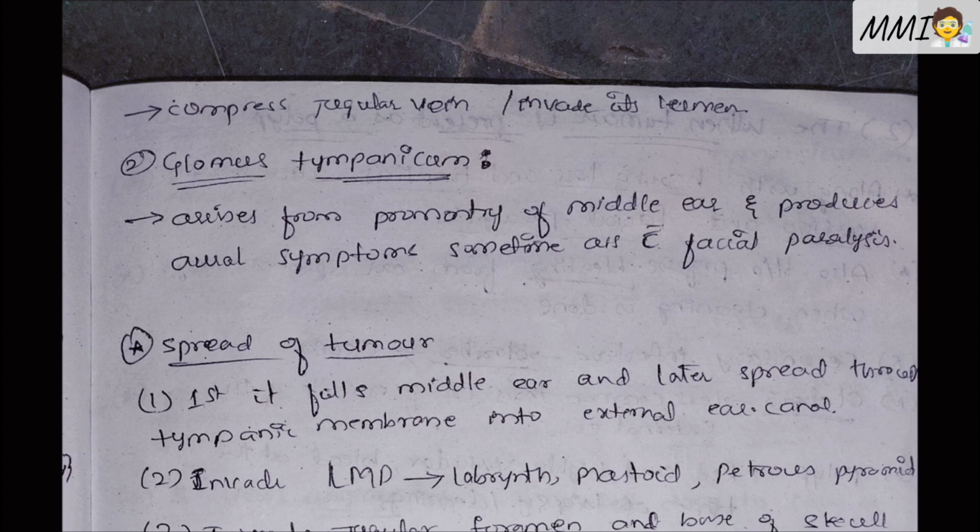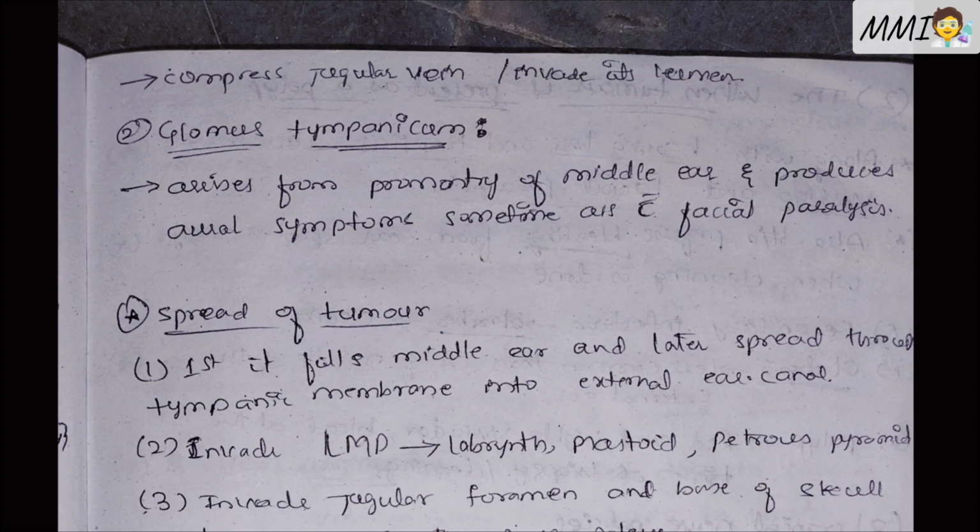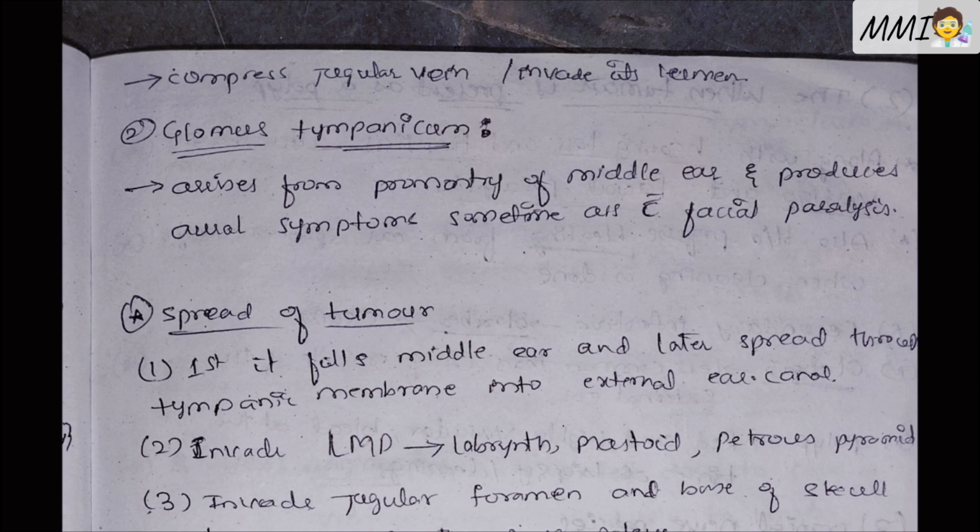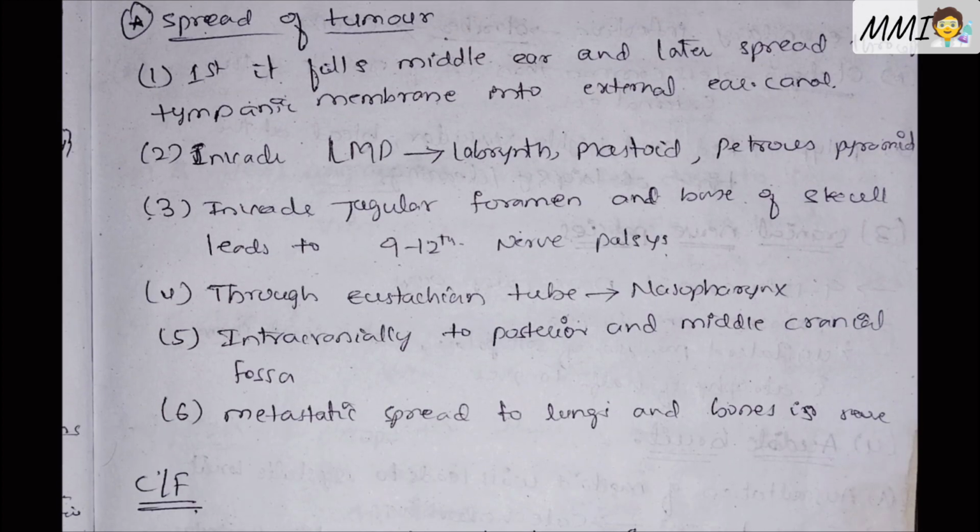Okay, next coming to the glomus tympanicum. It arises from the promontory of the middle ear and produces aural symptoms and sometimes is associated with facial paralysis. Glomus jugulare arises from the base of the jugular bulb, and glomus tympanicum arises from the promontory of the medial wall.